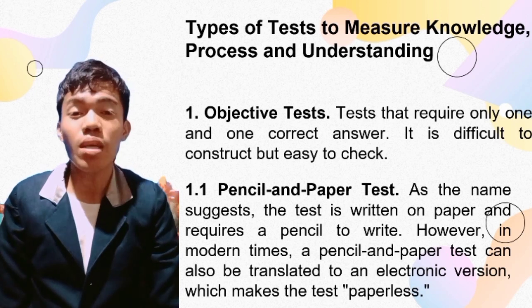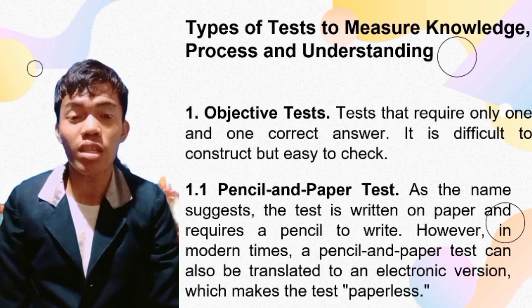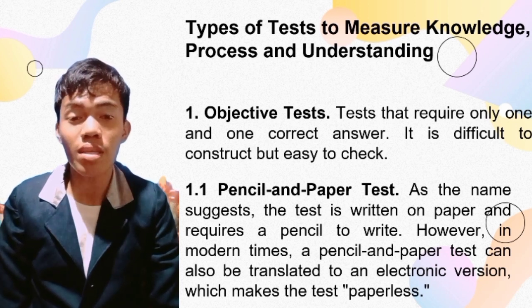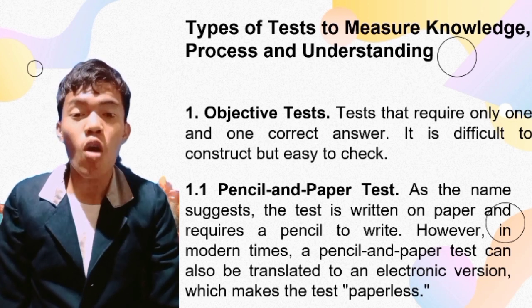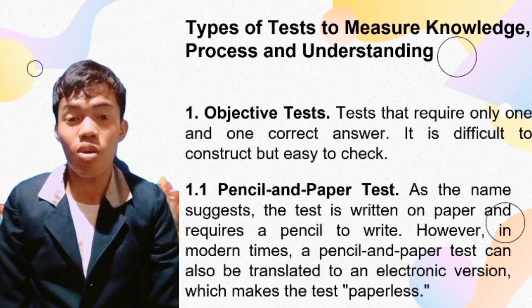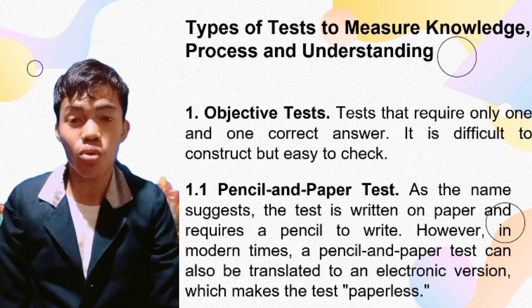Objective tests. Objective tests are assessments that have only one correct answer. They are challenging for teachers to create because they need to design questions that have precise answers. However, from a student perspective, objective tests are relatively straightforward to handle because there is a clear right answer for each question. It's important to study and understand the material to choose the correct option.